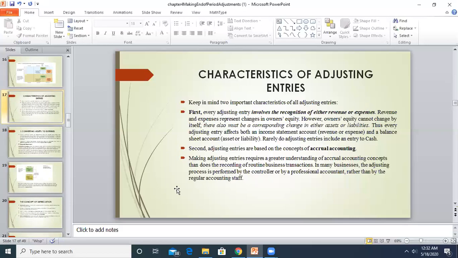So we have to take into account what accounts are being affected in this case and how we will counter it. Secondly, these adjusting entries are based on the concept, as I have already told you, that it is based on the accrual system of accounting. So it's not based on the cash system of accounting. So making adjusting entries requires a greater understanding of accrual accounting concepts than the recording of routine business transactions. In many businesses, the adjusting process is performed by the controller or by professionals who do all these adjustments. So whenever, inshallah, you will be hired as accountants and professional controllers, you have to perform these adjusting entries in order to cater to these adjustments.